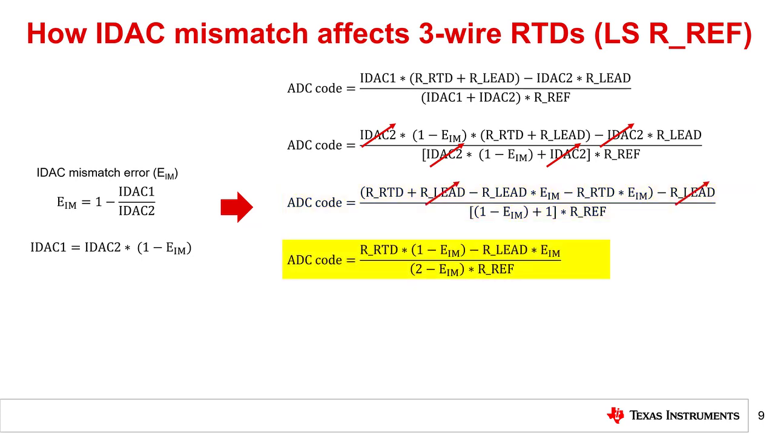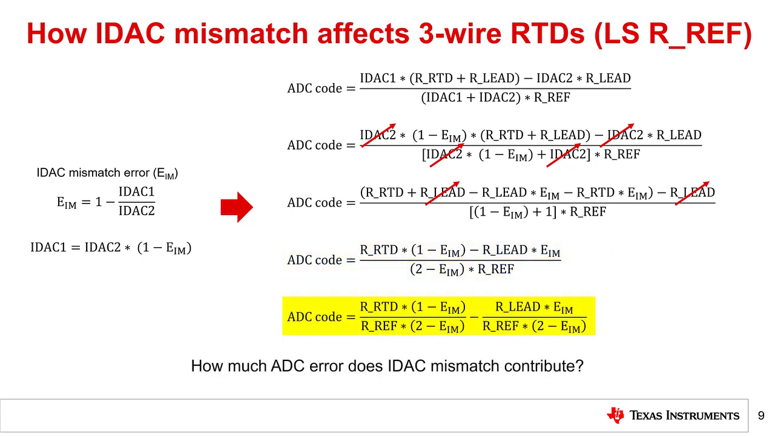Then, we can simplify the equation further by removing RLEAD and combining like terms. Finally, rearranging terms results in an equation that separates the error related to the RTD and the error related to the lead resistance, which is highlighted in yellow. This form of the equation helps us answer the question, how much ADC error does IDAC mismatch contribute to the system?